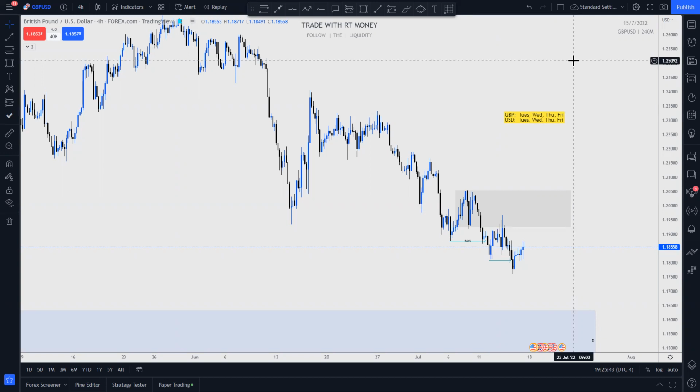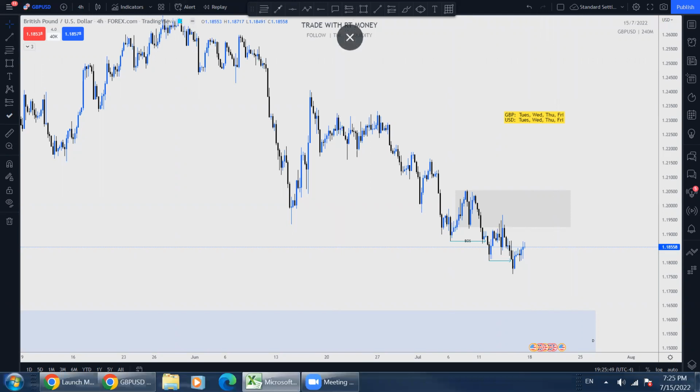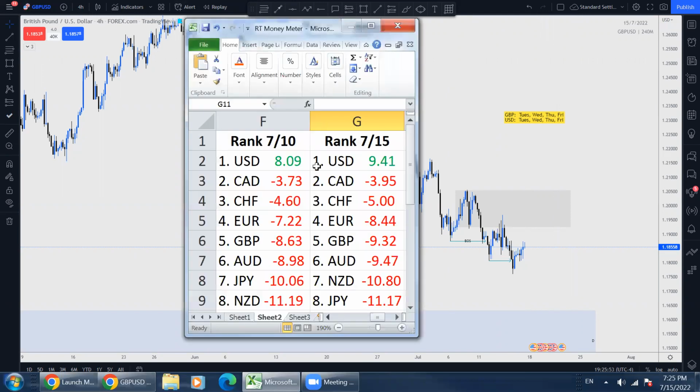All right. Let's get down to it. We're going to take a look at pound USD. First, we're going to take a look at the old RT money meter. It tracks the rate of change over a 15-week period of each individual currency future, the currency futures. We can see who's strong and who's weak, and we'll put those two against each other. Now, with the pound and USD, I picked for these reasons.